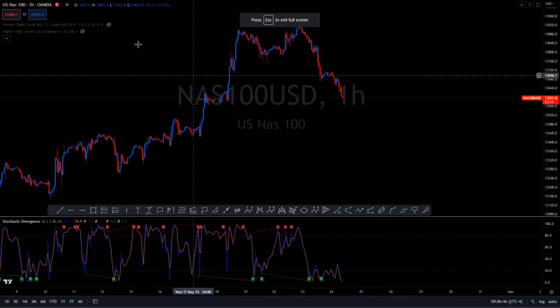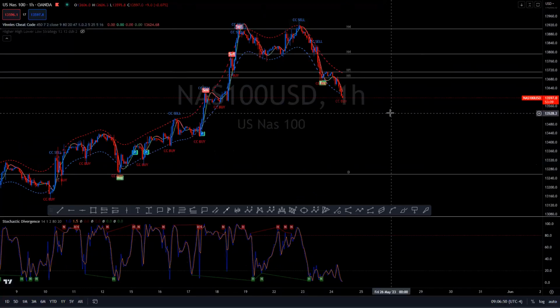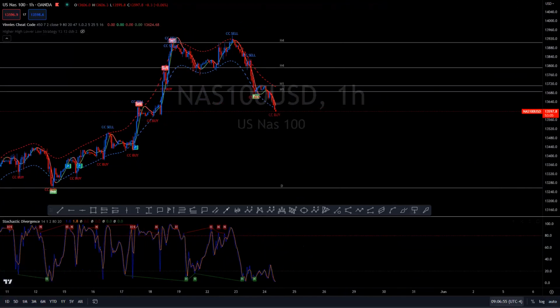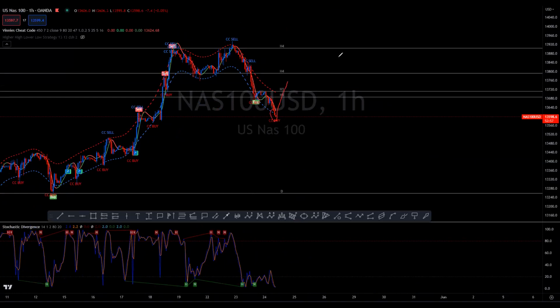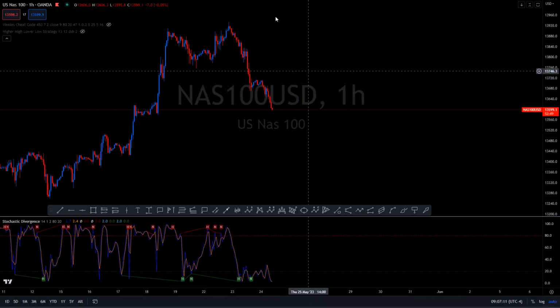Let's see here. So I see that we have a cheat code buy on the 1 hour. If we were to trade this, then we would probably get in on the next candle and maybe buy it up if we need to be a day trader. But that's a good sign. So let's figure out what the overall trend is.